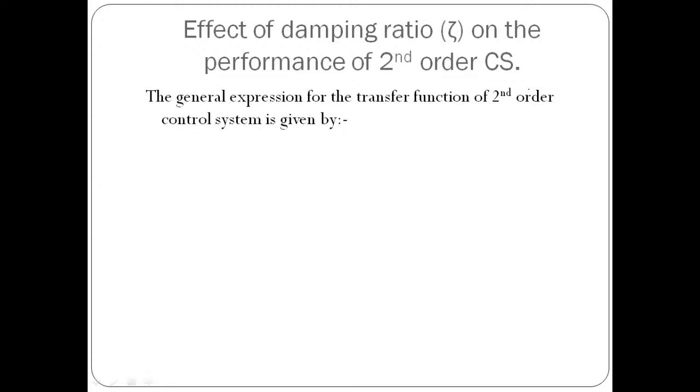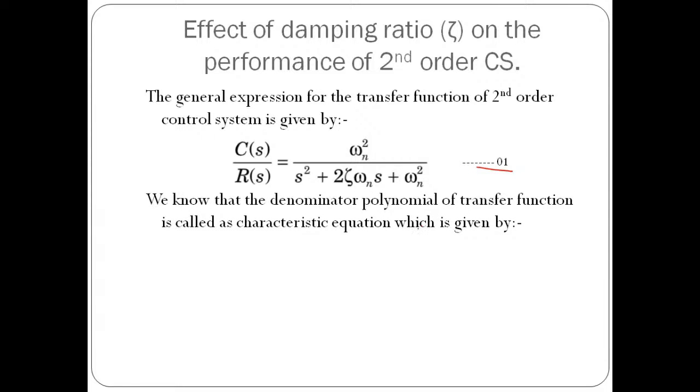So the general expression for the transfer function of second order control system is given by, we just derived this expression, C of s by R of s is nothing but omega n square upon s square plus twice zeta omega n s plus omega n square. Let this be your equation number 1. Now in this equation, the denominator polynomial function is also known as the characteristic equation, and it is given by s square plus twice zeta omega n s plus omega n square, and that is equated to 0.